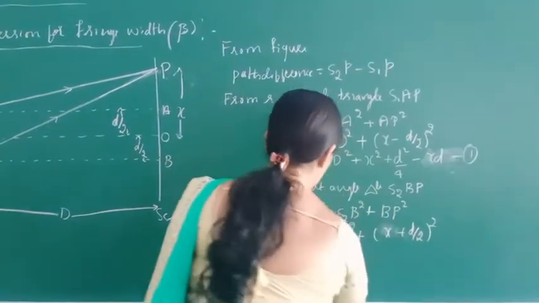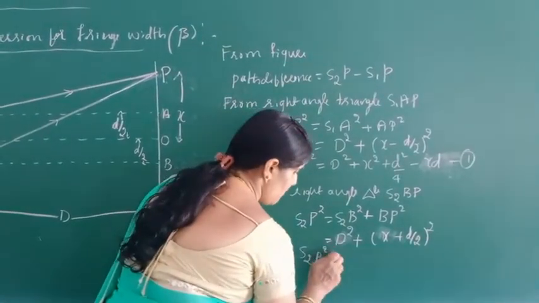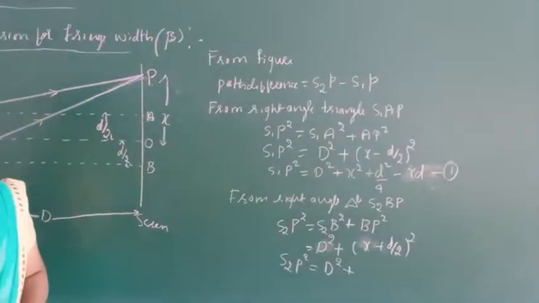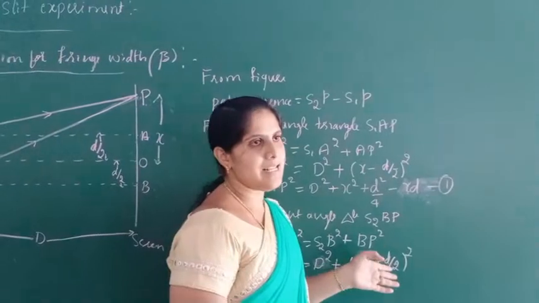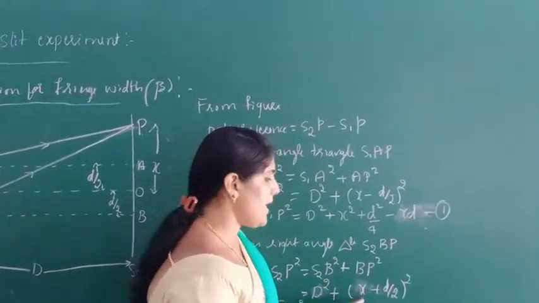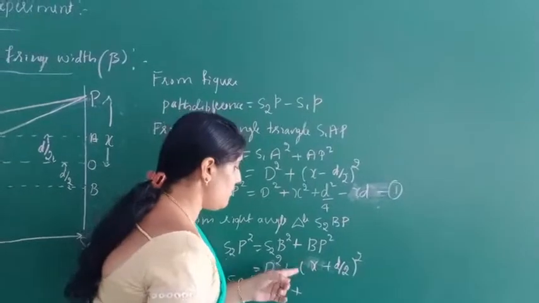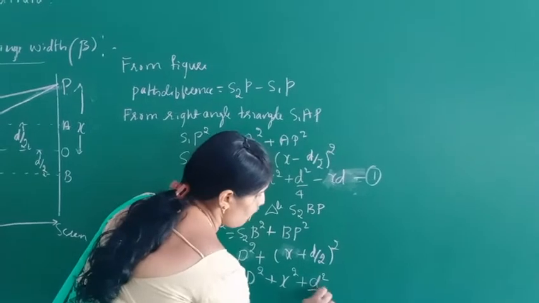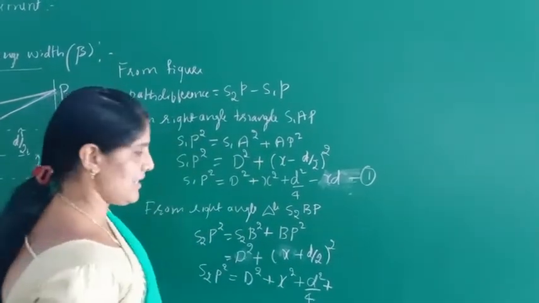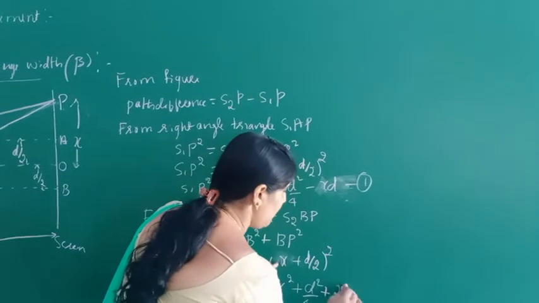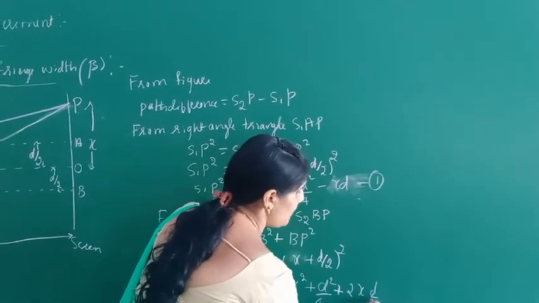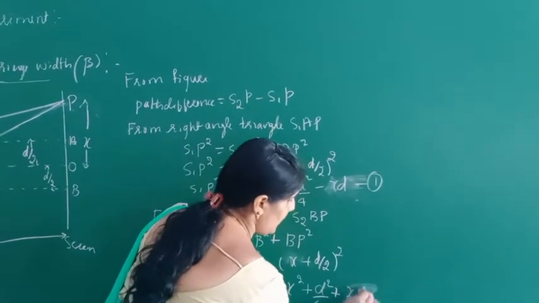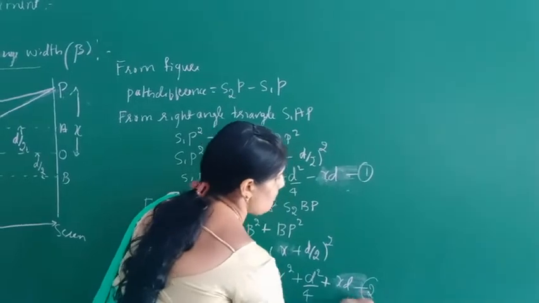So this S2P square is equal to D square plus, again it is in the form of A plus B whole square. A plus B whole square expands as A square plus B square plus 2AB. Here A is equal to X and B is equal to D by 2, we will get X square plus B square means D square by 4 plus 2AB, that is 2 into X into D by 2. Again here also 2 gets cancelled, we will get plus XD. We call this equation number 2.